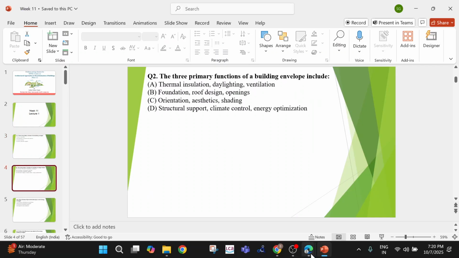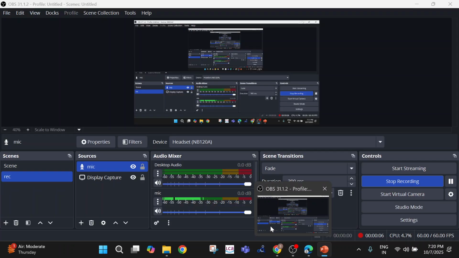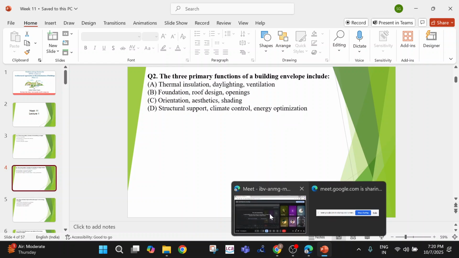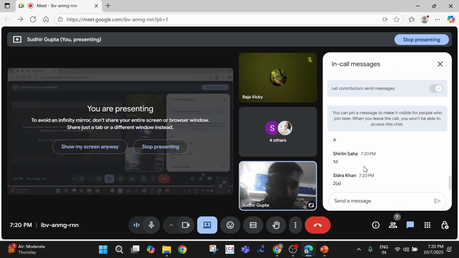So let me see who has answered this question and who has answered it correctly. Whoever has marked their answers, it's good. How many of you have given your answers? As I can see, most of you again have different opinions for question number 2. Some are saying A, some are saying D.